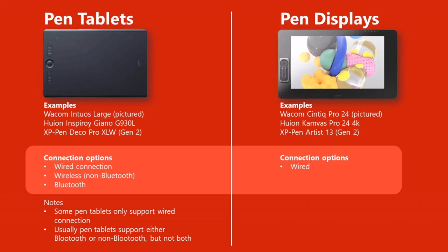Where it gets interesting is for a pen tablet. These kinds of drawing tablets can connect to a computer in potentially three different ways. All pen tablets support a wired connection to your computer. That means using a USB cable. Many pen tablets support a wireless connection using Bluetooth. And a small number of pen tablets support a wireless connection that is not using Bluetooth. In this case, they will have their own USB receiver.